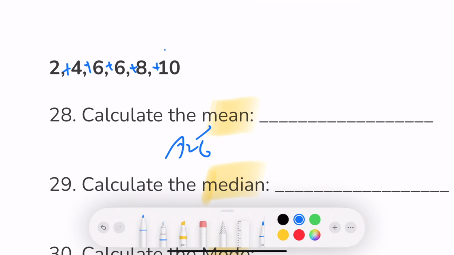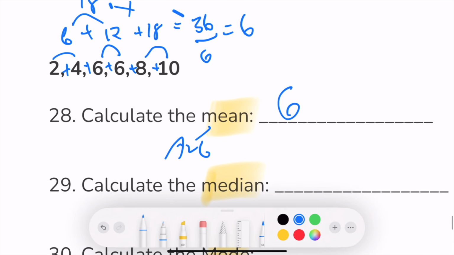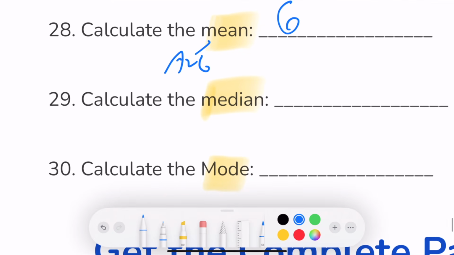So let's go ahead here, 10 and 8, that's 18. Let's go here, 6 and 6, that's 12. And 4 and 2, that's 6. Let's keep adding these up together. All right, 6 and 12, that's going to be 18. And then we have 18 plus 18, and that is going to be 36. All right, now 36 divided by 6 equals 6. So our mean is 6. Nice job. All right, let's go on to the median.